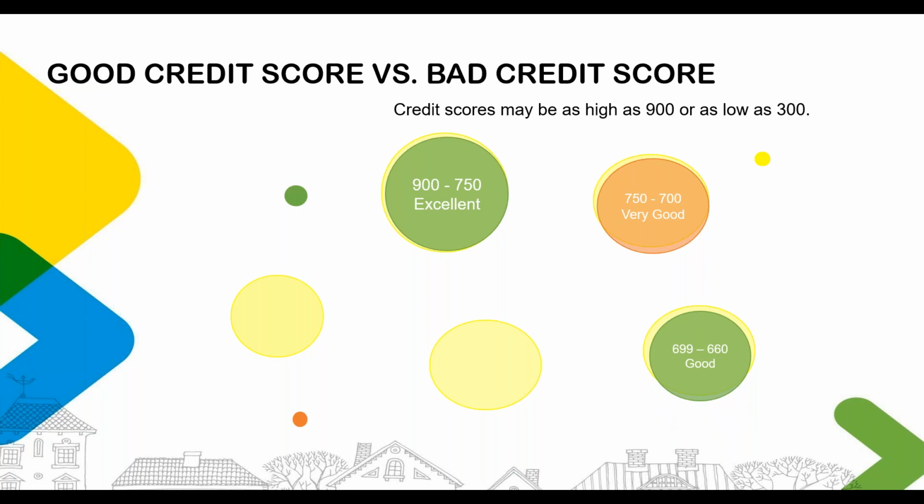699 to 660 is considered good as well. You will get loans, but this would mean that they feel that you're at a higher risk of not managing your credit well. And under these circumstances, what will potentially happen is that you will end up with higher interest rates. When you get to 659 to 620, yes, you may get a loan.